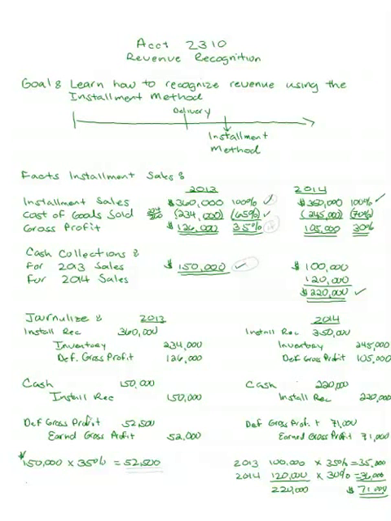Let's look at how they'll look on the financial statements. I want you to remember some numbers. I want you to remember that for 2013, our earned gross profit is $52,500, but my sales were $360 and I collected cash of $150. Remember those amounts, and now let's see how that will look on our financial statements.